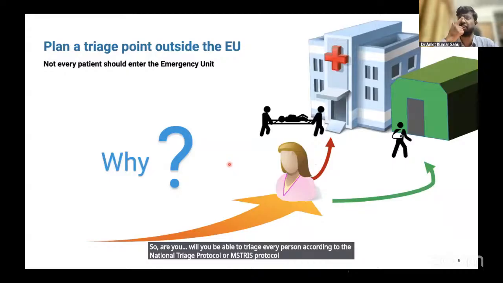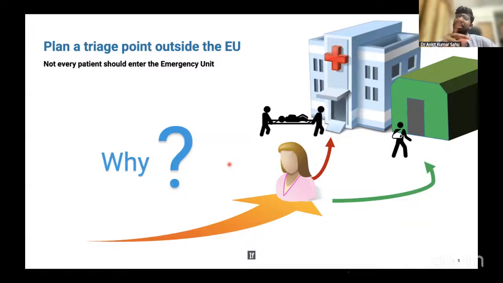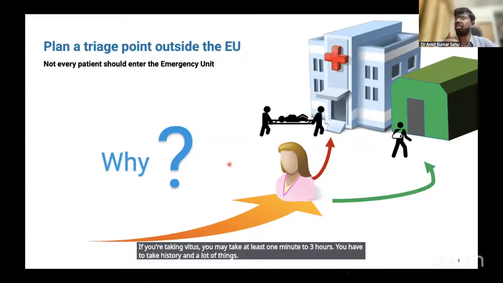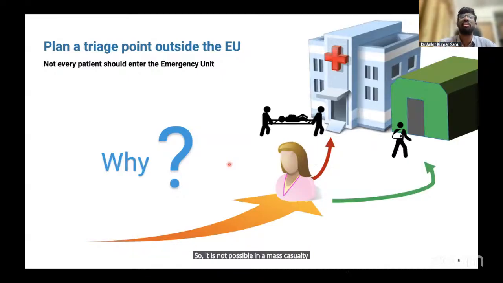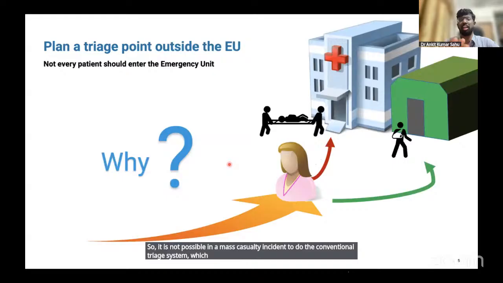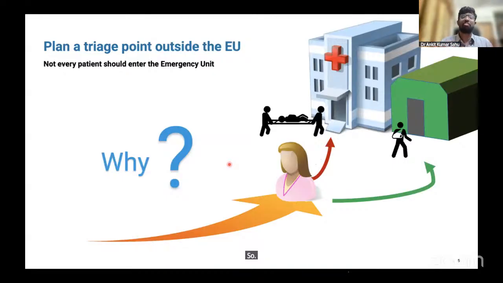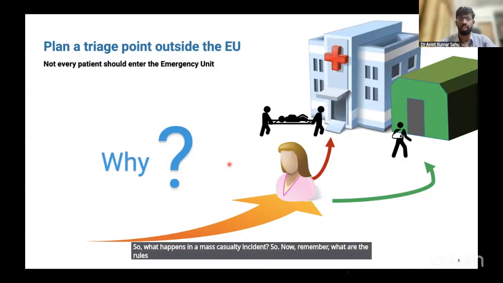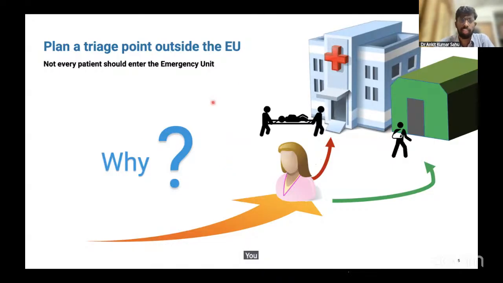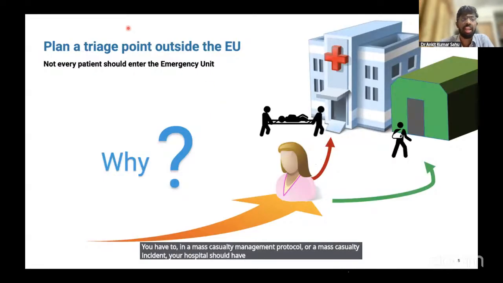No, it is not possible, because to triage red, yellow, green, you might have to take vitals. If you are taking vitals, you may take at least 1 minute to triage. You have to take history and a lot of things. So it is not possible in a mass casualty incident to do the conventional triage system, which we generally follow in a hospital. So what happens in a mass casualty incident? Now remember, what are the rules to be followed? Your hospital should have a mass casualty management protocol where you send the triage out of the emergency unit. So plan a triage point outside the emergency unit.